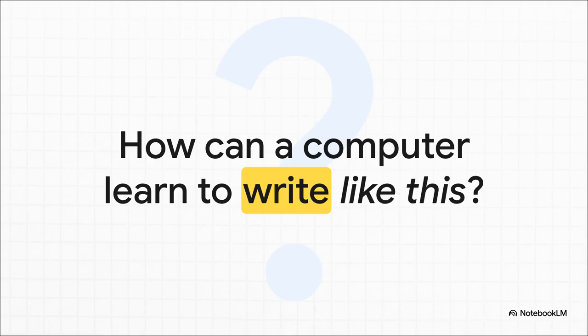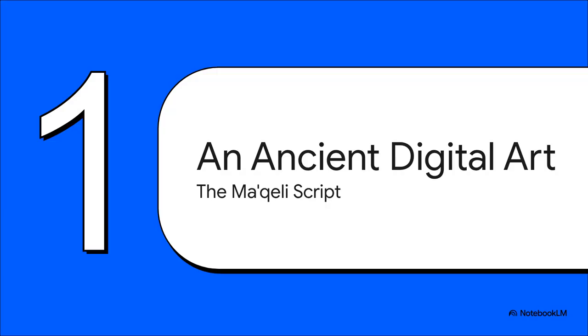Computers think in the simplest possible terms, ones and zeros, right? On and off. So how in the world do you teach that kind of binary logic to create something with the artistic feel and the historical depth of ancient calligraphy? It seems like it should be impossible, doesn't it? Well, to understand how they pulled it off, we first have to get to know the art form itself.